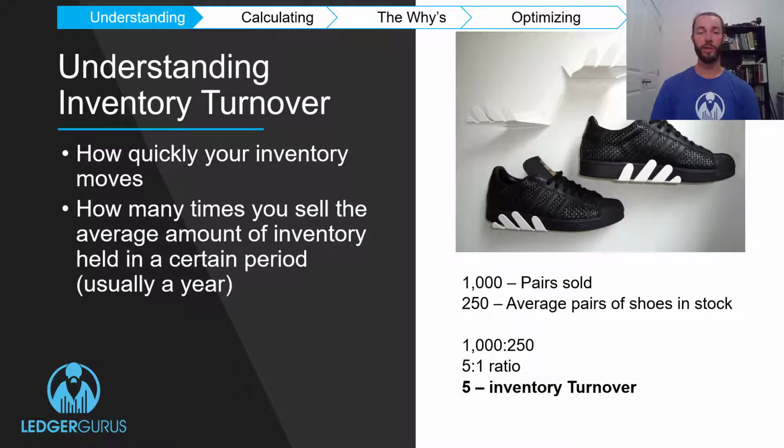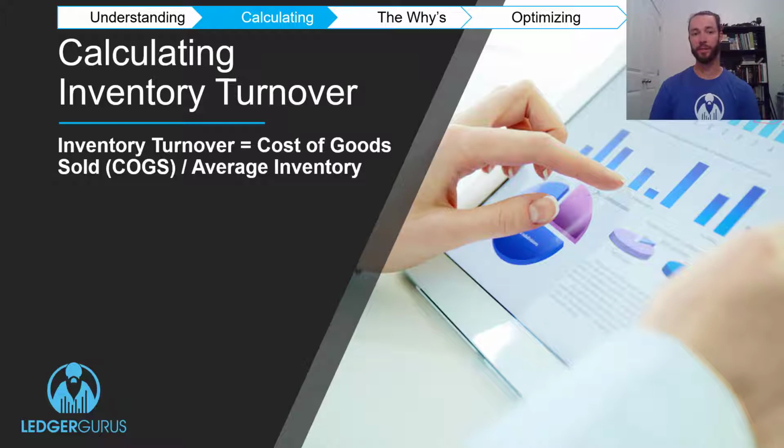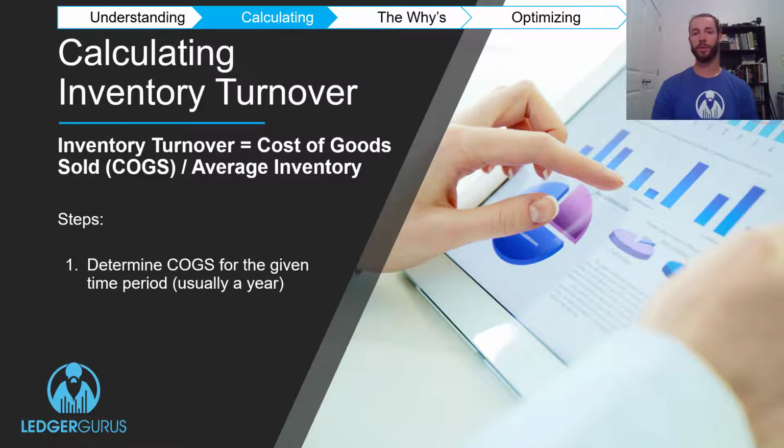Now I'm just using units in this example, but as I dive into actually calculating your inventory, we're going to use real numbers. So the actual formula that you'll use to calculate your inventory turnover is your cost of goods sold divided by your average inventory. So it seems pretty easy on the outset, but the steps that we're going to go through is number one, you need to determine your COGS for the given time period that you're looking at.